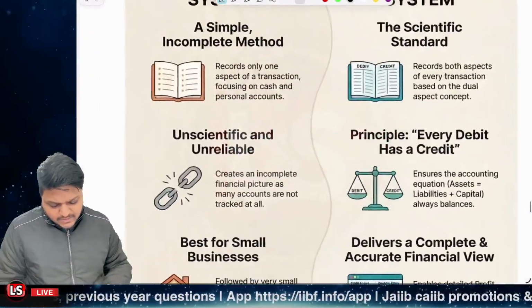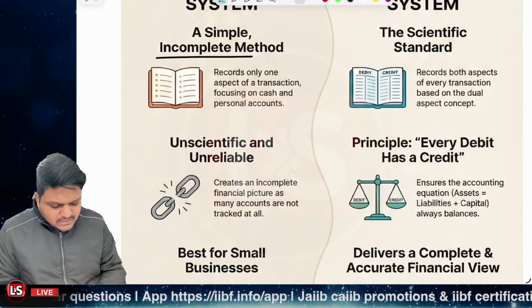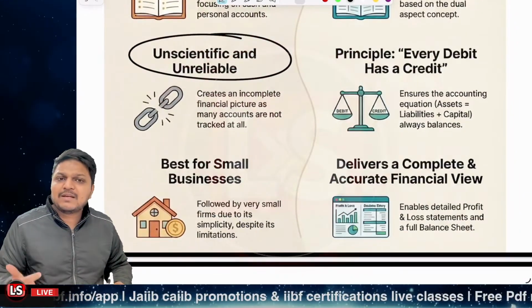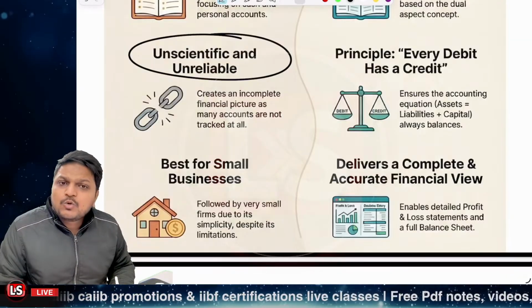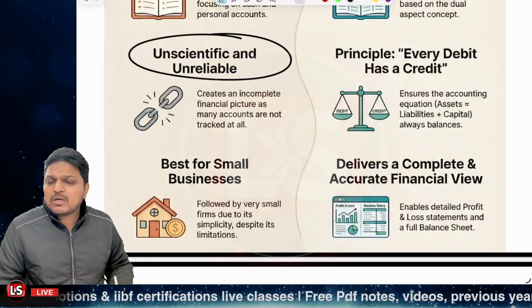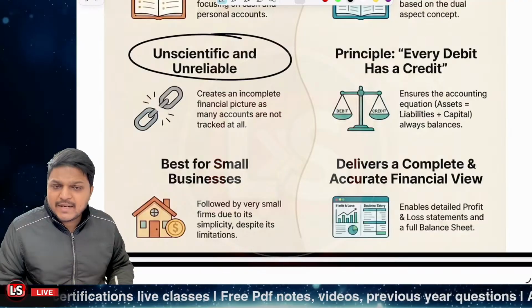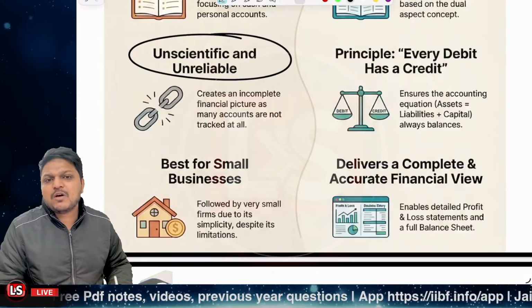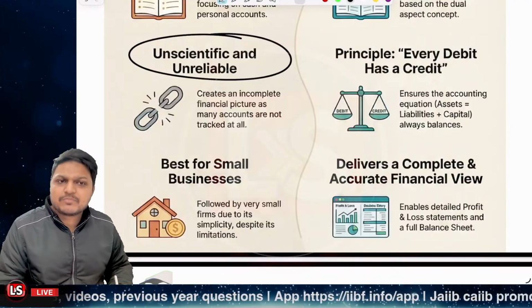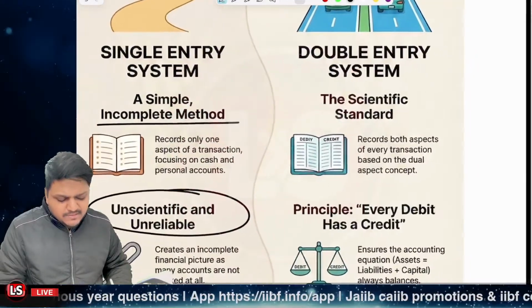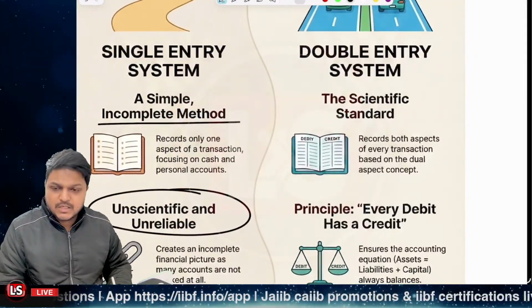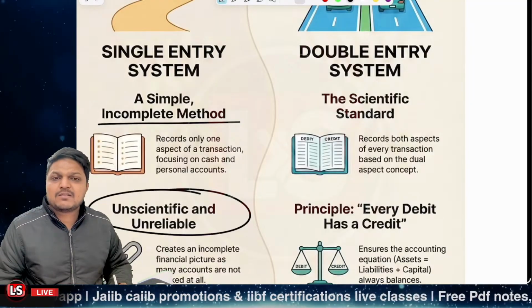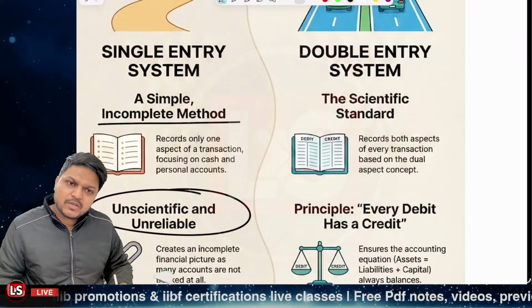The single entry system is very easy to implement and easy to understand, but it is not scientific and not reliable, because it creates a totally incomplete record. It gives you an incomplete financial picture, right? Because you cannot track the accounts as well. But it is better for small businesses because there is less ambiguity. But the double entry system is a very scientific system. You have scientific standards, because I told you that every single transaction has at least two aspects, right? One debit aspect and one credit aspect.